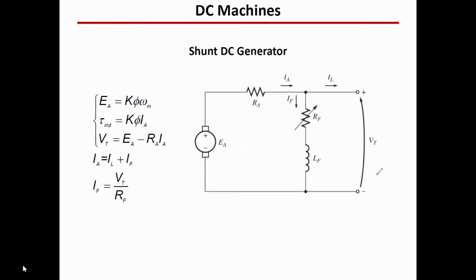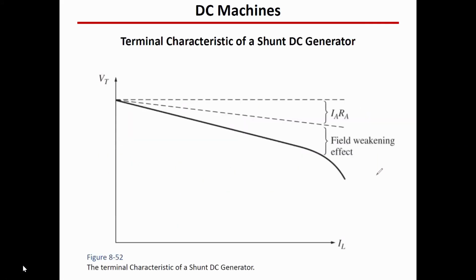For the shunt, it's almost the same as the separately excited. You have the effect of the RA drop and also the effect of the armature reaction.